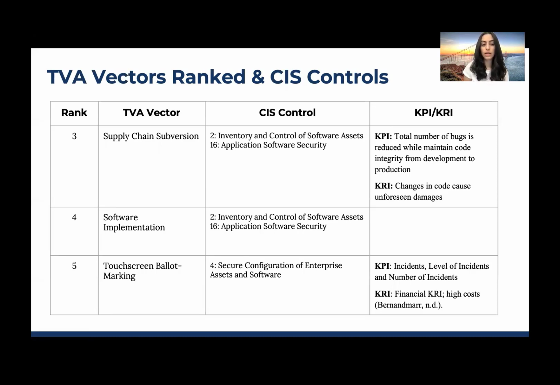Fourth on the list is software implementation. It falls under CIS Control 2, inventory and control of software assets as well, and 16, application software security.